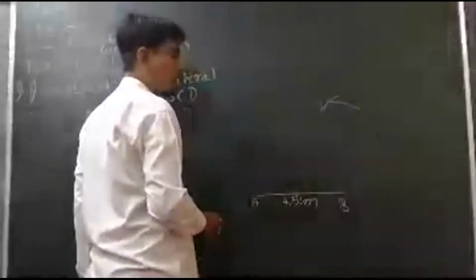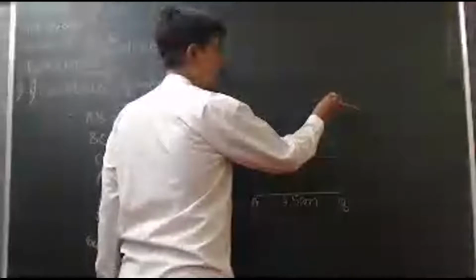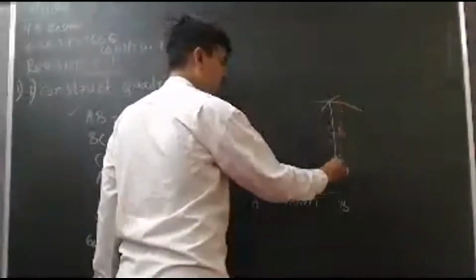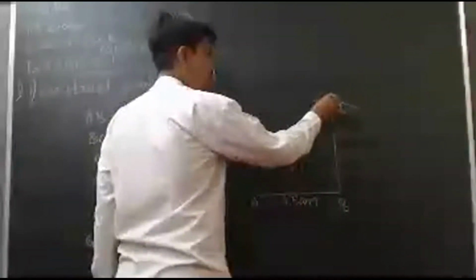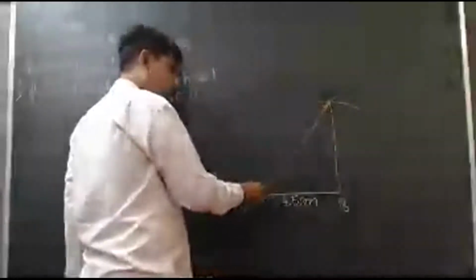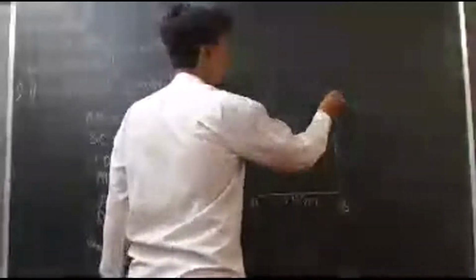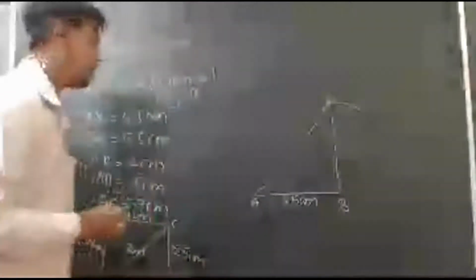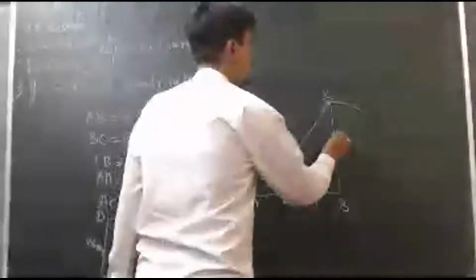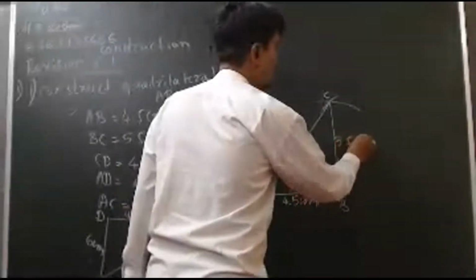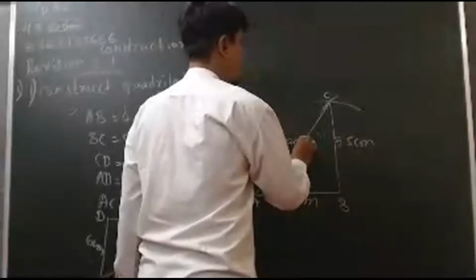Take the measurement of 7 centimeter with the help of compass and cut the arc. Then when the two arcs meet each other, we get the point. With the help of scale and pencil, join them. It will be written as C point. What are the measurements? BC is 5.5 centimeter and AC is 7 centimeter.